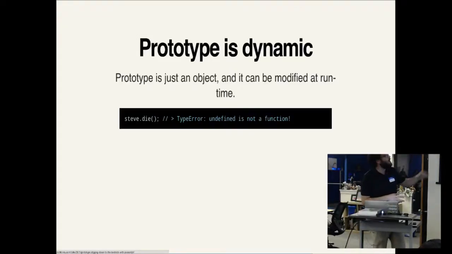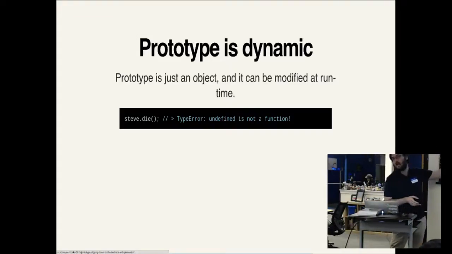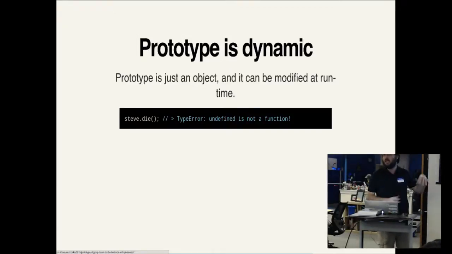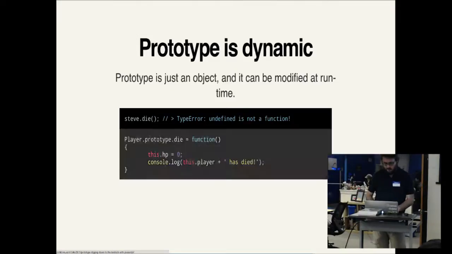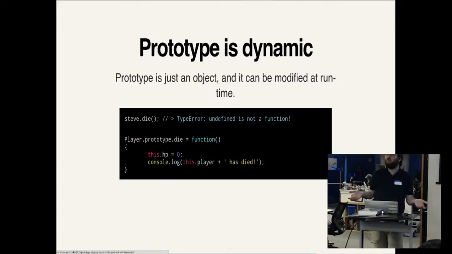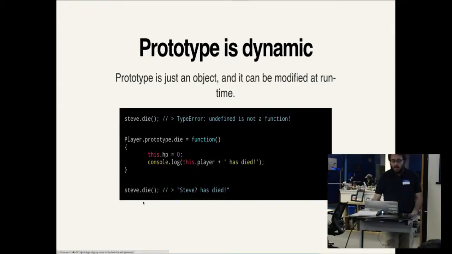For example, let's say we try to access a die function on our Steve object here. It's going to throw an error because I haven't shown you die yet, so there's no code that does that. But assuming we could recover from that error, we could then add that die method to our player.prototype object. And then all of a sudden, when we try to run it again, it's going to work. So up here, it didn't exist. We added it, and then it works.